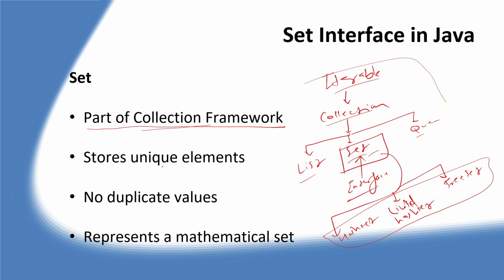The property of set is that it stores unique elements. Unique element in the sense that we cannot store duplicate elements in the set. So no duplicate values are allowed in the set. It represents a mathematical set. The important point to note here is that only unique elements, or you can say no duplicate values, are allowed in the set.